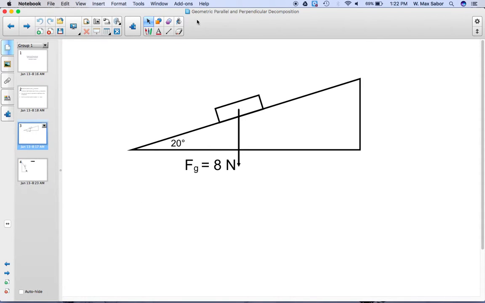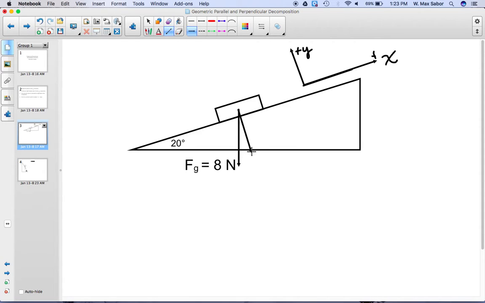So, if we have this inclined plane, 20-degree angle there, and the weight of an object is 8 newtons, typically what's more useful to think about is for our coordinate system to be, positive x is in that direction, and then positive y is in that direction. So those are our positive x and positive y. Because that's the case, this is not parallel or perpendicular to either of these, and we want to split it into parallel and perpendicular components.